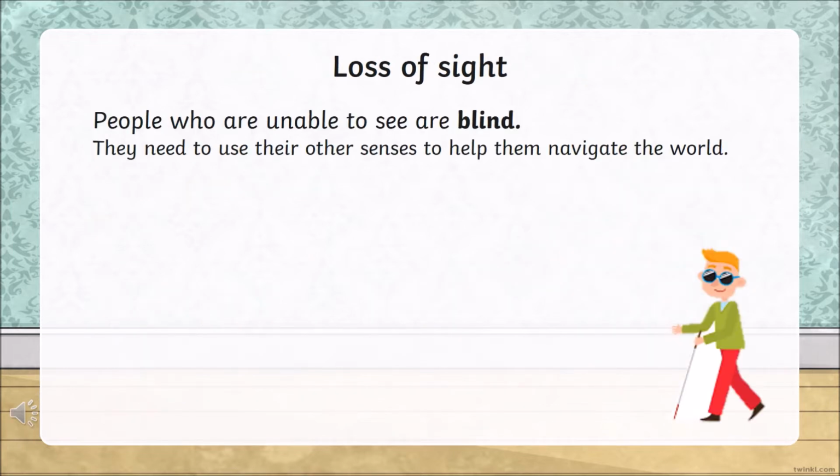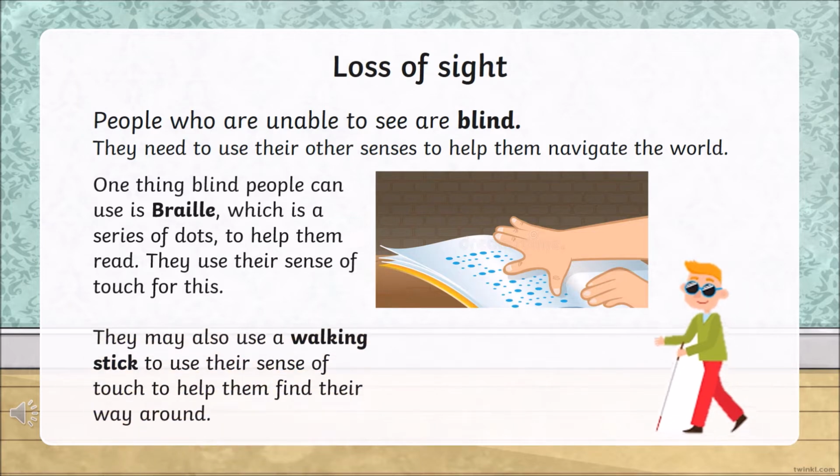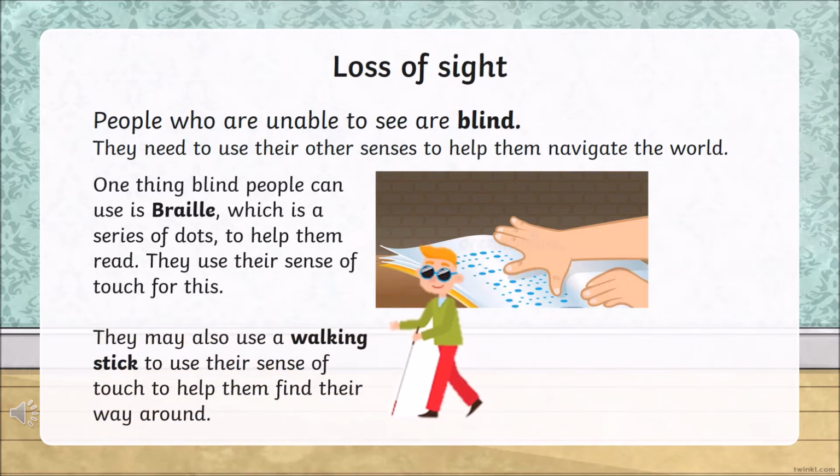There are also people who have lost their sense of sight. People who are unable to see are blind. They need to use their other senses to help them navigate the world. One thing blind people can use is Braille, which is a series of dots on paper to help them read. They use their sense of touch for this. They may also use a walking stick to use their sense of touch to help them find their way around.